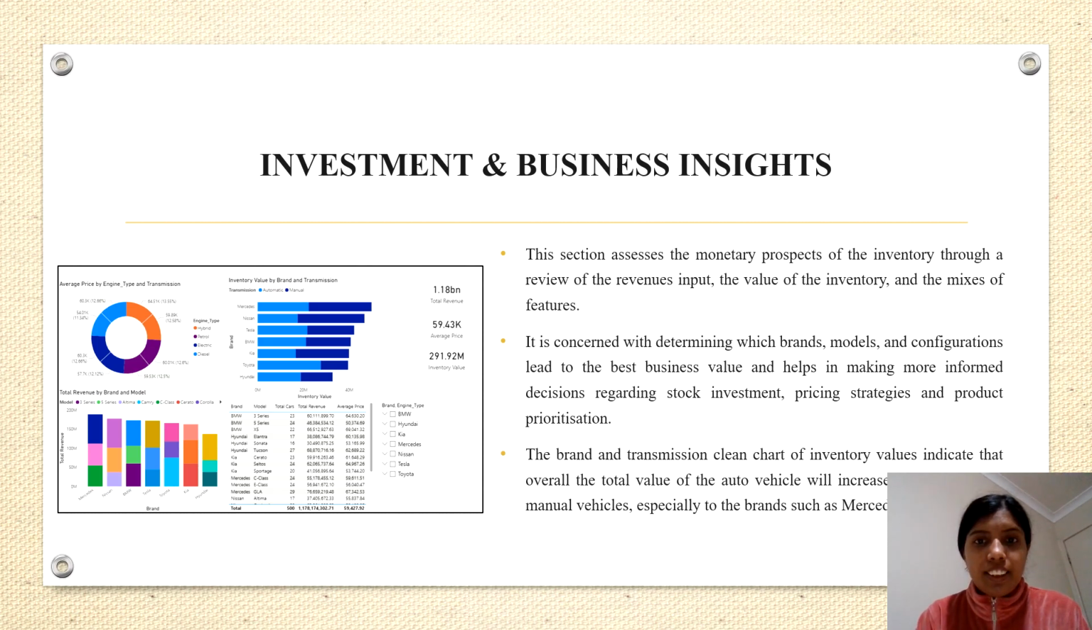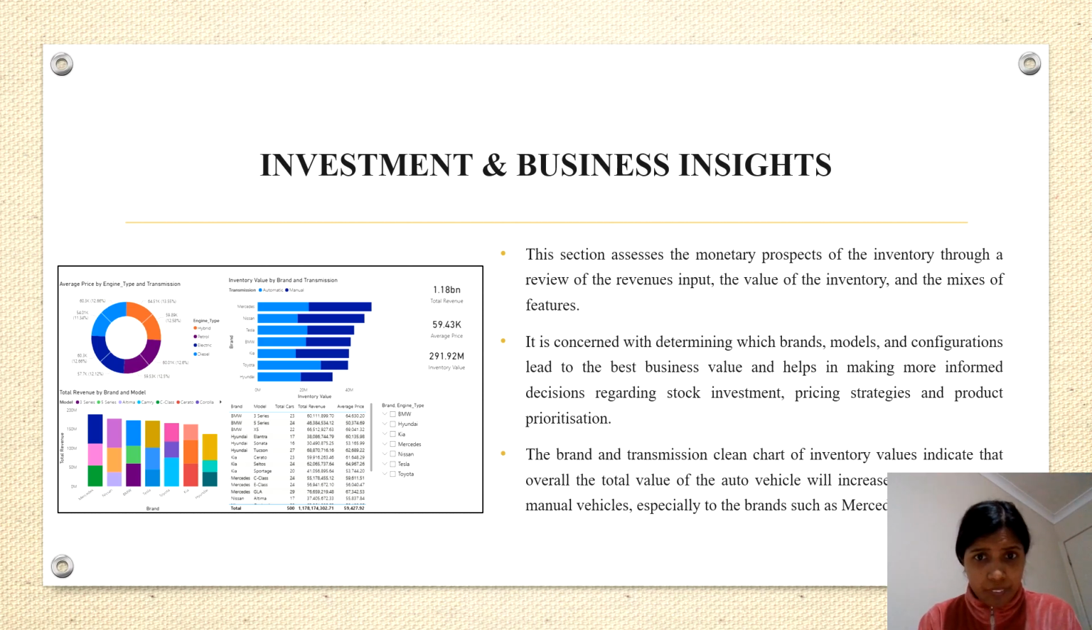This section assesses the monetary prospects of inventory through a review of the revenue input, the value of the inventory, and the mix of features. It is concerned with determining which brand models and configurations lead to the best business value and helps in making more informed decisions regarding stock investment, pricing strategies, and product prioritization.